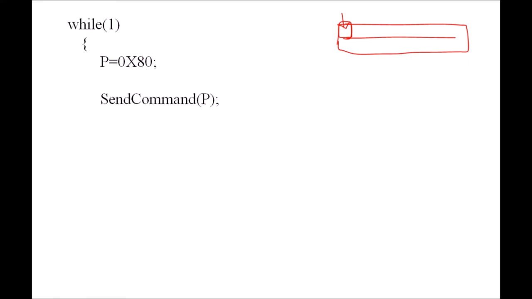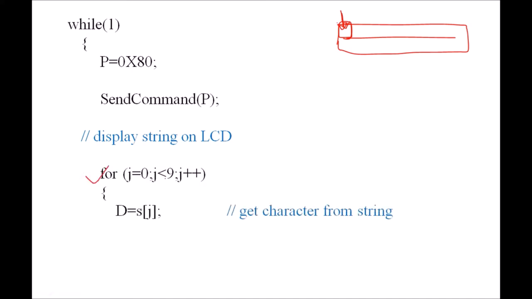Then we'll write the program in a while(1) loop. First we'll display a string on the first row of the LCD, starting from the first character position. We know that the address of this character is 80H. So first we'll send 80H to the command function, which means the cursor will now point to this position. Then we'll display the string on the first row of the LCD. For that we'll use this for loop. The for loop count depends upon the number of characters available in the string. In the string, 9 characters are available, so we'll read 1 character at a time. We'll store the value of that character in variable D.